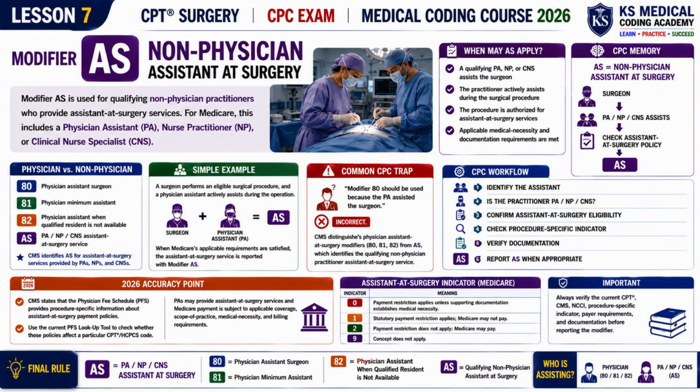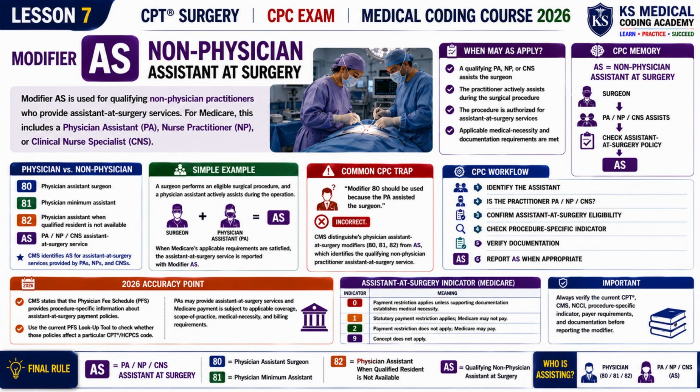Now let's learn about modifier AS, non-physician assistant at surgery. Modifier AS is used for qualifying non-physician practitioners who provide assistant at surgery services. For Medicare, this includes a physician assistant, or PA, nurse practitioner, or NP, and clinical nurse specialist, or CNS, when the applicable requirements are satisfied. The key memory is AS equals non-physician assistant at surgery. For example, a surgeon performs an eligible procedure, and a physician assistant actively assists during the operation. When the applicable Medicare requirements are met, the assistant at surgery service is reported using modifier AS.